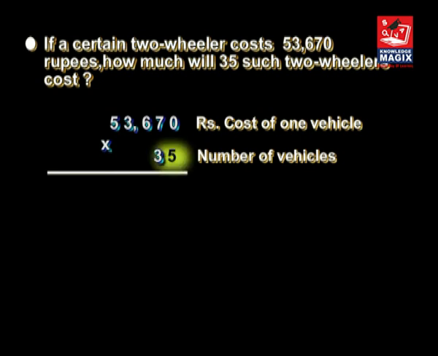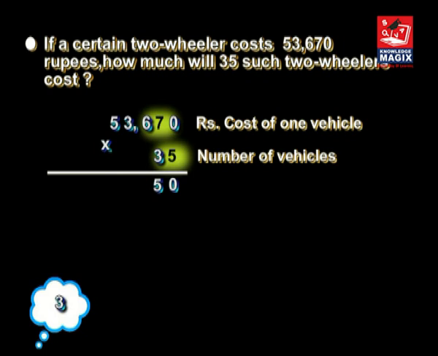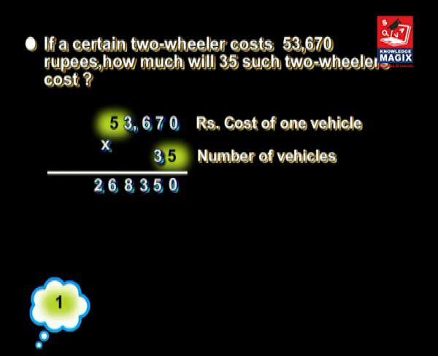We'll multiply by 5 units. 5 zeros are 0. 5 sevens are 35. 5 is written, 3 is carried over. 5 6 are 30 plus 3, 33. 3 is written, 3 is carried over. 5 3s are 15 plus 3, 18. 8 is written, 1 is carried over. 5 5s are 25 plus 1, 26.